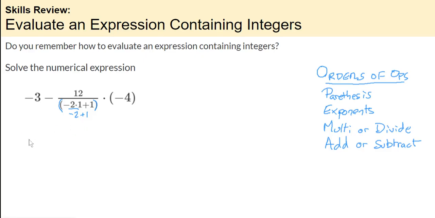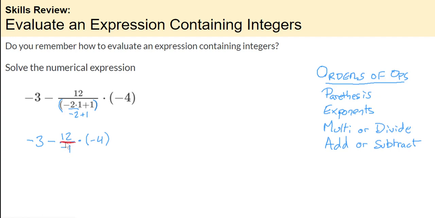So let's rewrite our expression. So we have -3 minus 12 over, what do we say we got? We got -1 times -4. All right, what are we going to do next? If you said division, absolutely, this is what we want to do next. Okay, I'll put that in red, Susha. This is what we want to do next. 12 divided by -1, right?